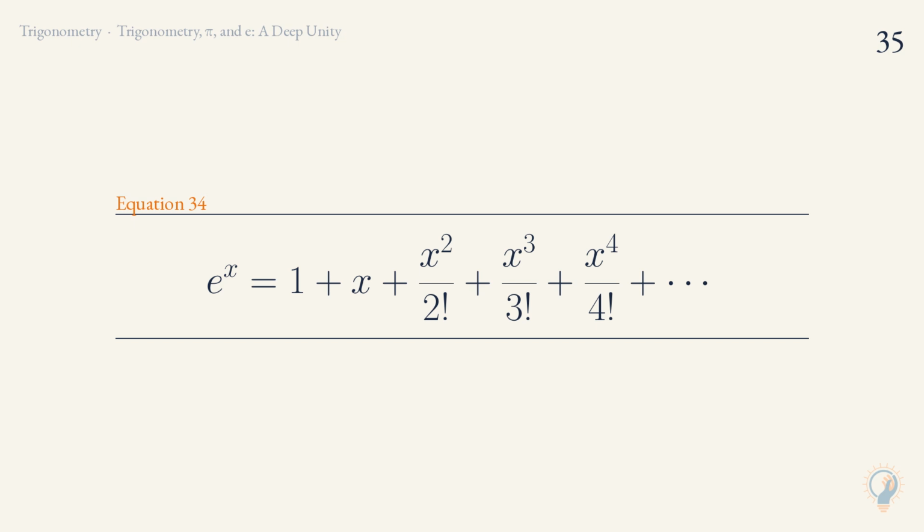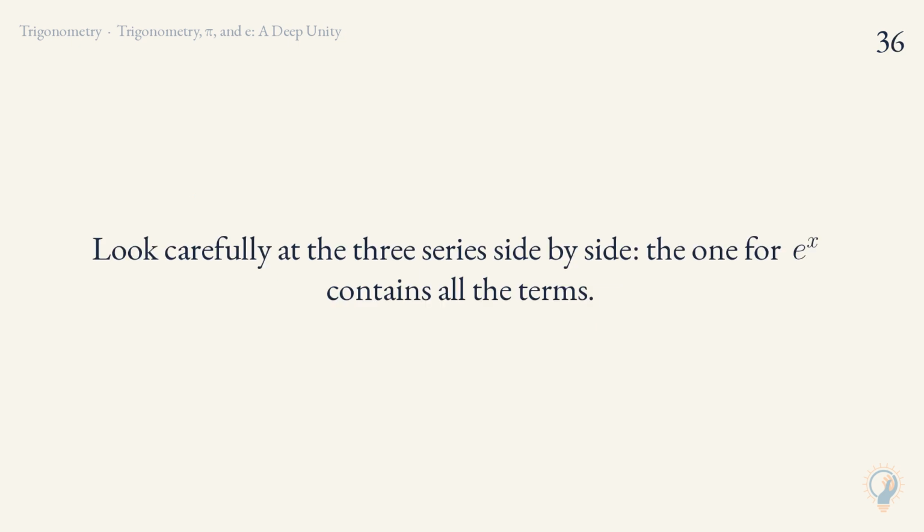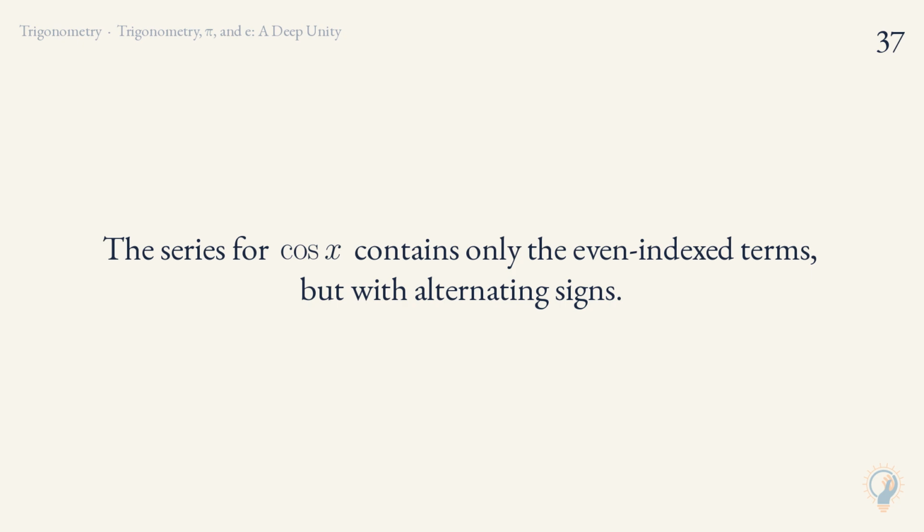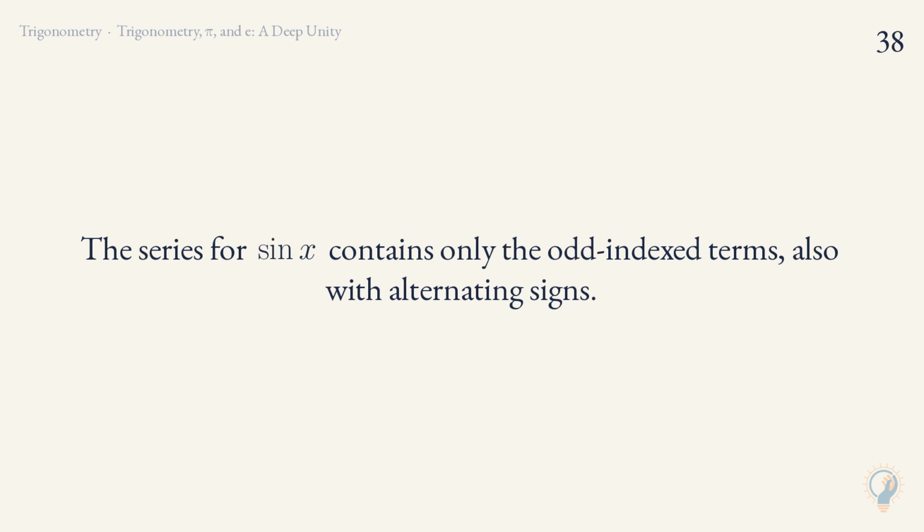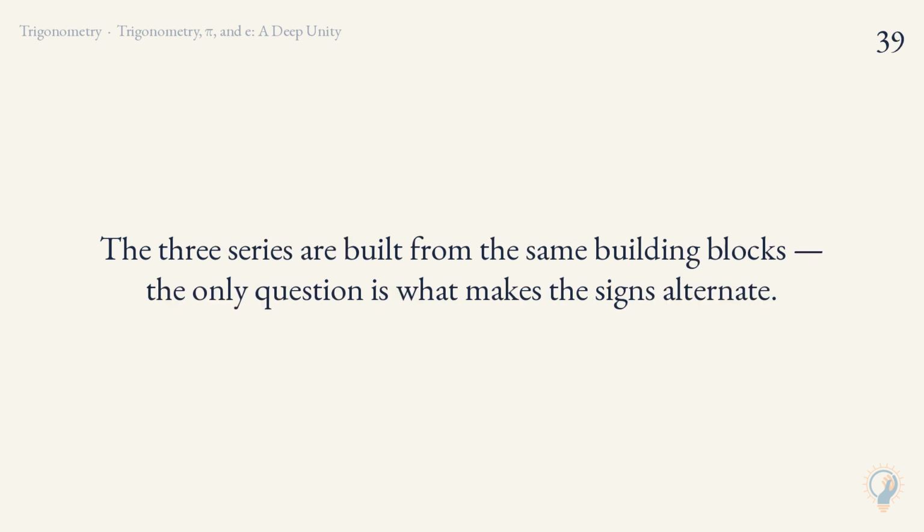Every term is added. Look carefully at the 3 series side by side. The one for e to the x contains all the terms. The series for cosine x contains only the even index terms, but with alternating signs. The series for sine x contains only the odd index terms, also with alternating signs. The 3 series are built from the same building blocks. The only question is what makes the signs alternate.